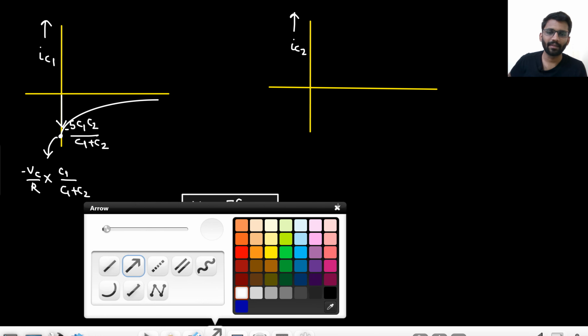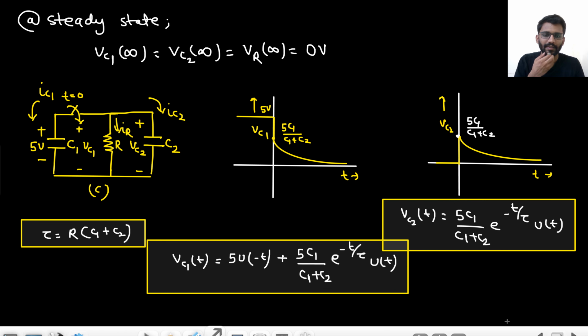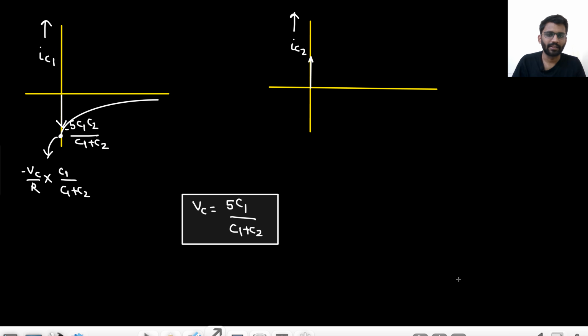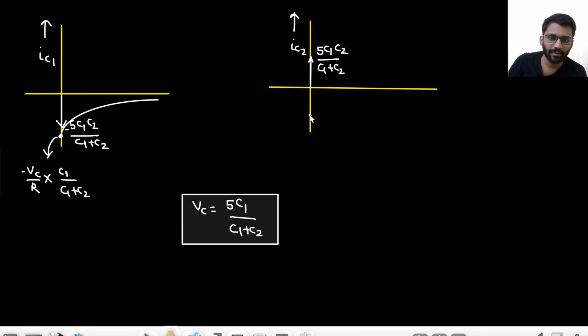Now what about IC2? IC2, initially there will be an impulse. The impulse will be positive. Why so? Because the capacitor is getting charged. So 5 C1 upon C1 plus C2 into C2. C2 into the voltage it has developed. It has developed 5 C1 upon C1 plus C2 voltage. Now this current will be there. What is the value of this current? That is VC by R into C2 upon C1 plus C2.